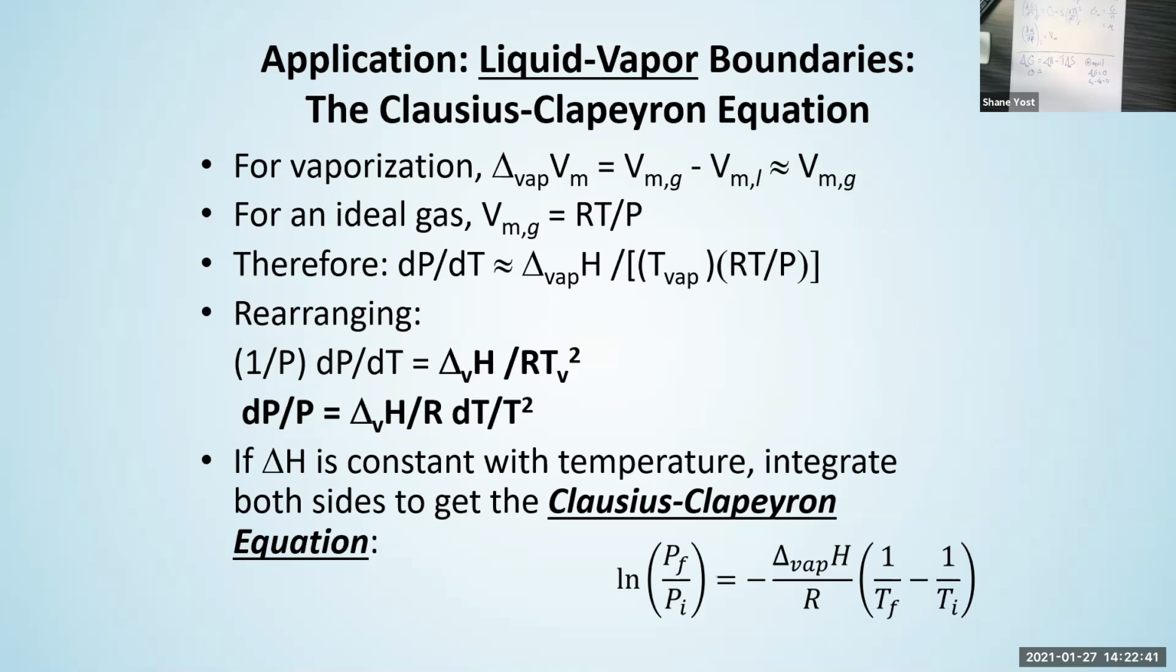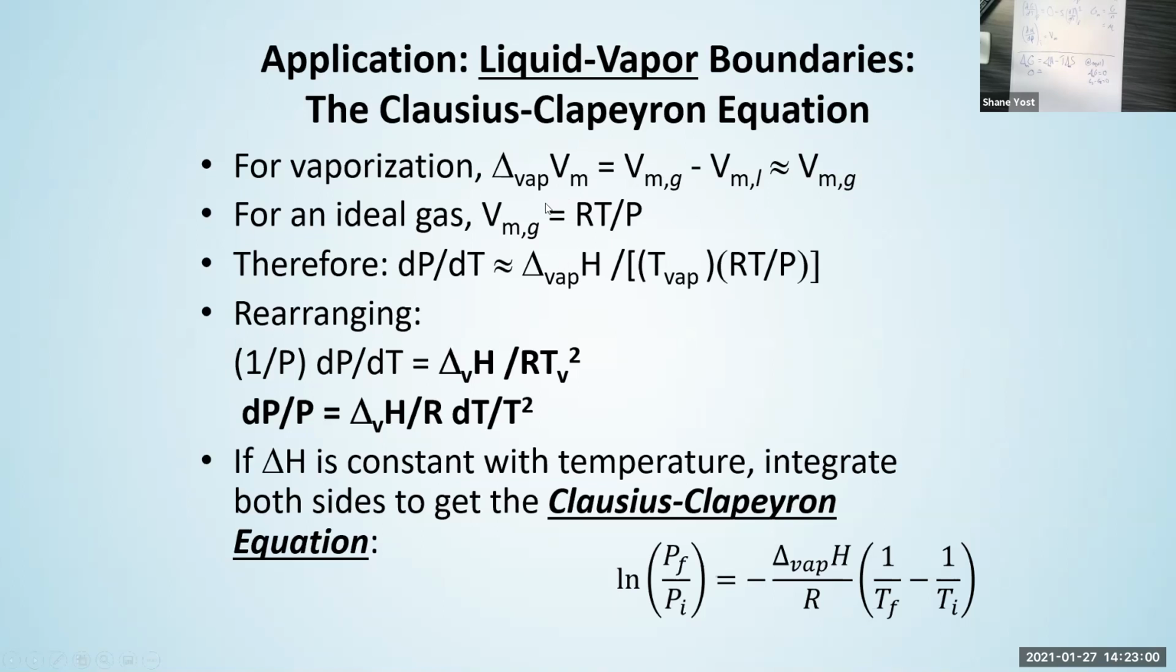And so this difference between the molar volume of the gas and the molar volume of the liquid is roughly just the molar volume of the gas. It's like taking the difference between 1,000 and 0.1. 1,000 minus 0.1 is basically rounded to 1,000.